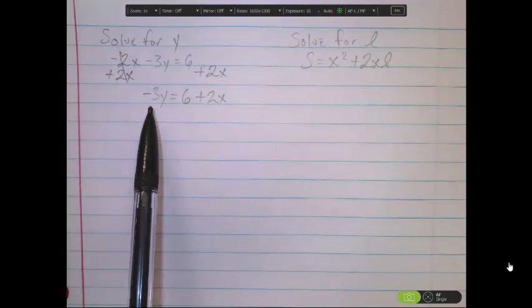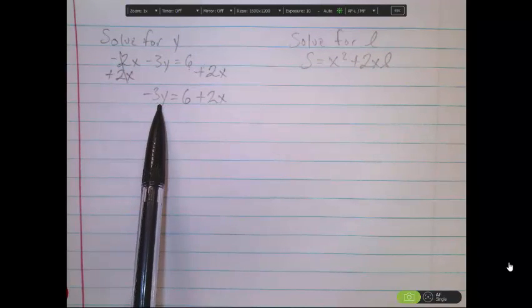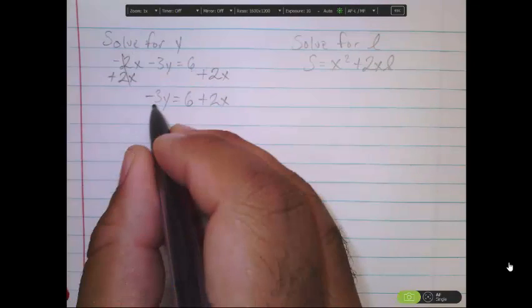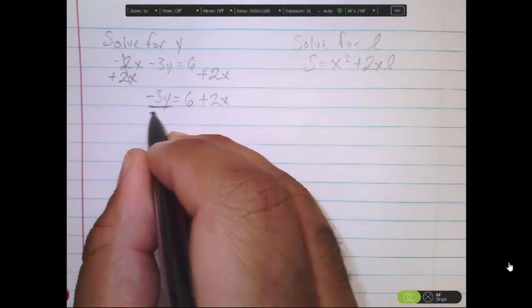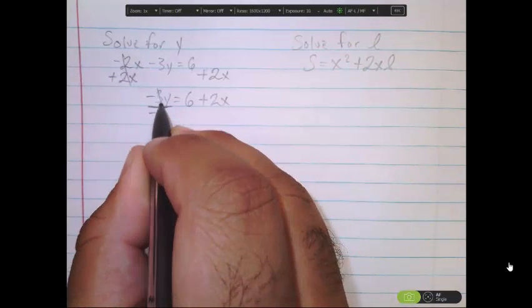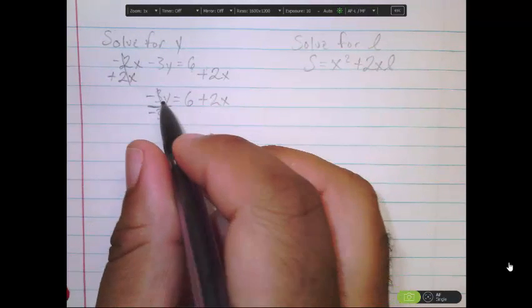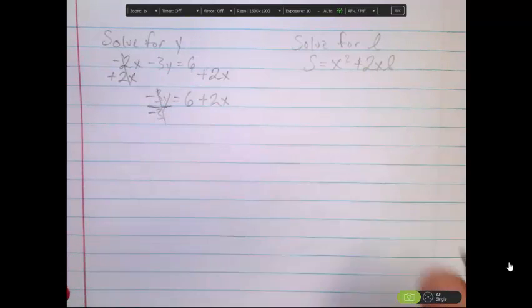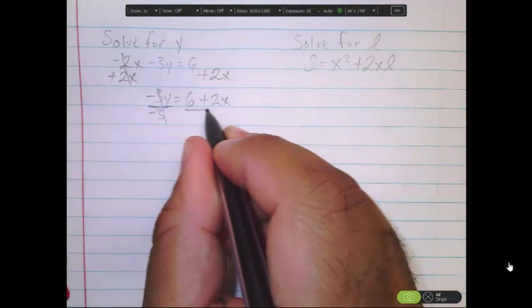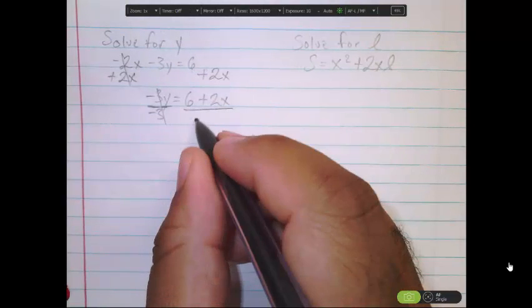Why? Because this y is not yet by itself. If this were any other equation, what would we do? To isolate that y, we would divide by negative 3. Negative 3's cancel. Remember, that doesn't cancel out our y, but it cancels out the two negative 3's. And then we're going to divide this whole side by negative 3.